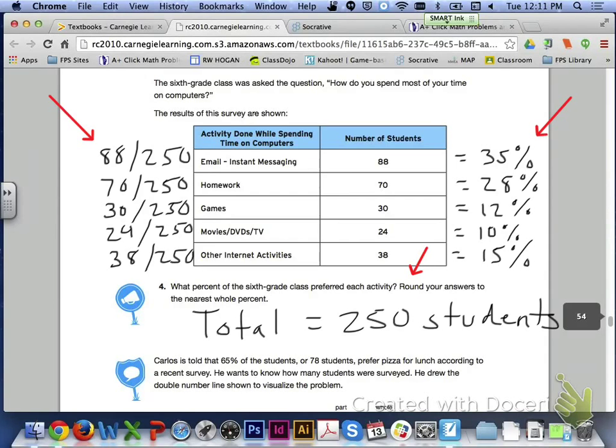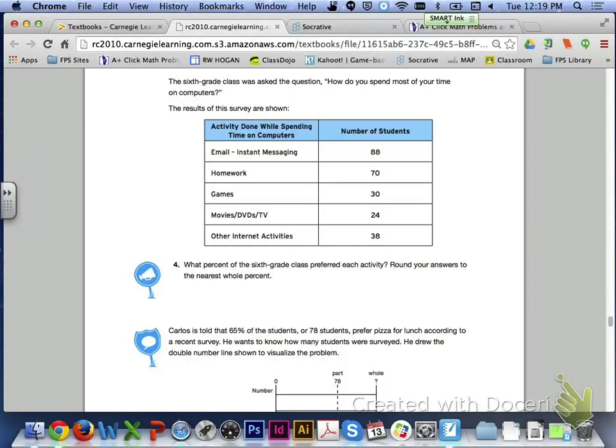The work for the rest of the activities is also shown. 70 divided by 250 is going to give you 28%. 30 divided by 250, 12%. 24 divided by 250, 10%. And 38 divided by 250, 15%.